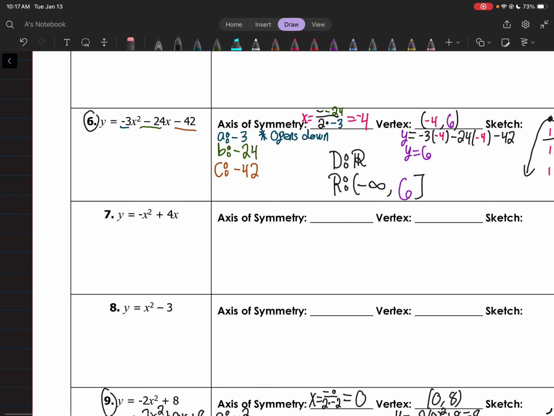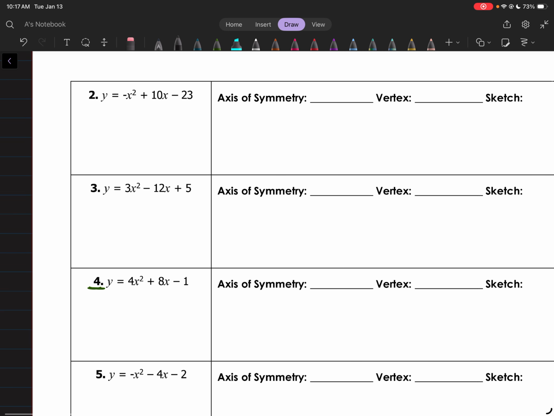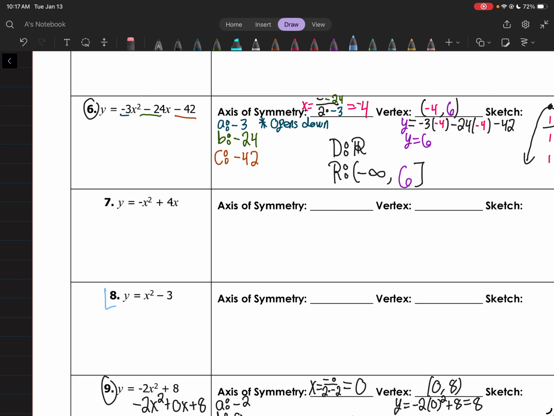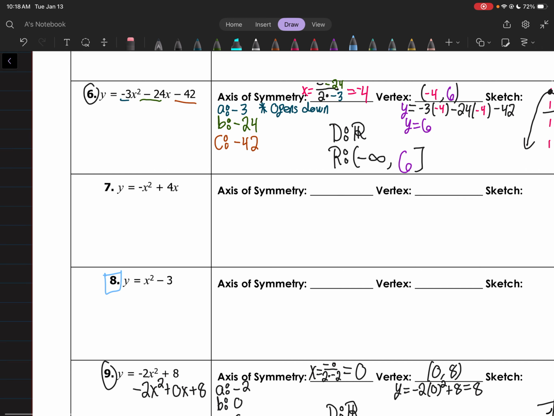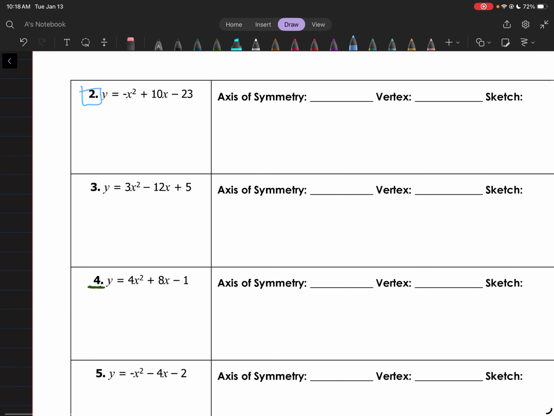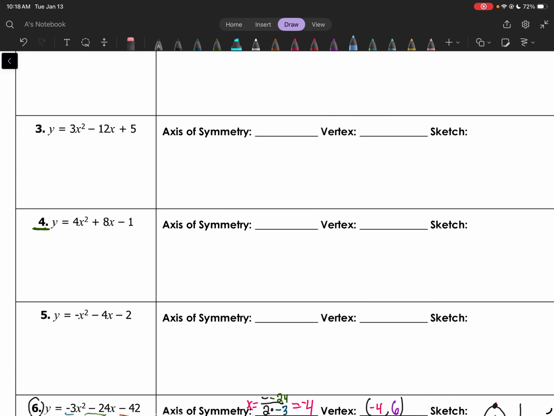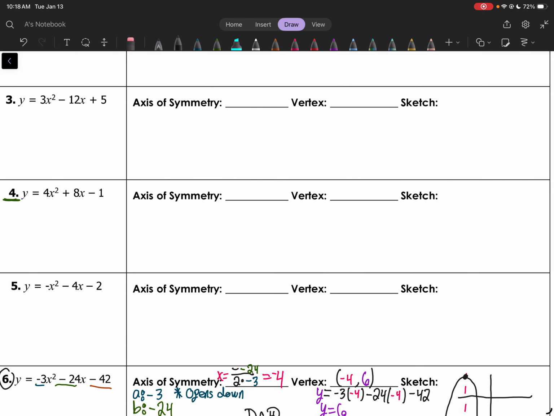Now, as I promised, I'm going to show you one in Desmos, being 4. Before I do, I want you to try 2 and 8 by hand. Try 2 and 8 by hand, and I'll show you Desmos for 4, and then let you try the rest via Desmos. So there's 2, pause it. There's 8, pause it. Okay, I'm going to show you 4, and then I'll let you try the others.